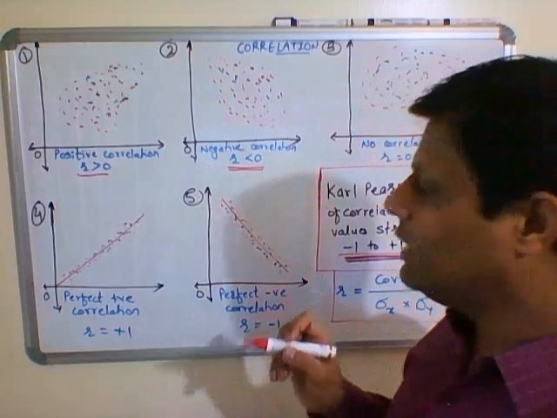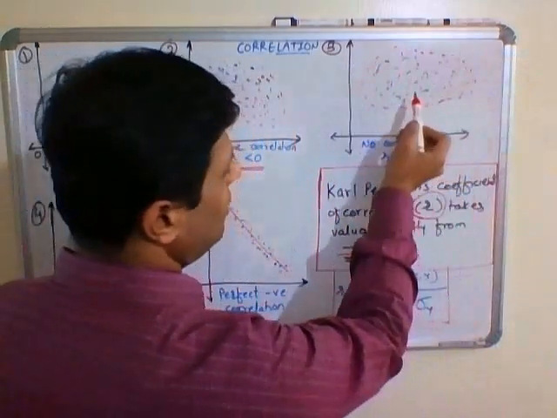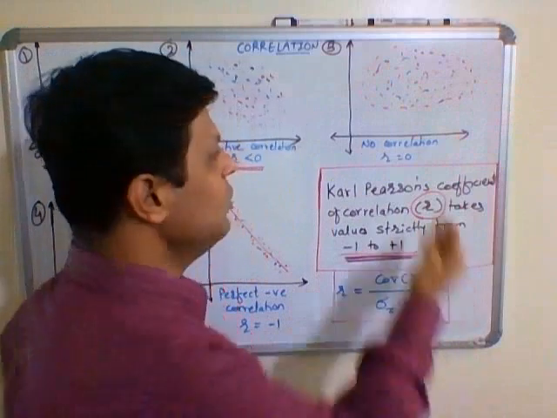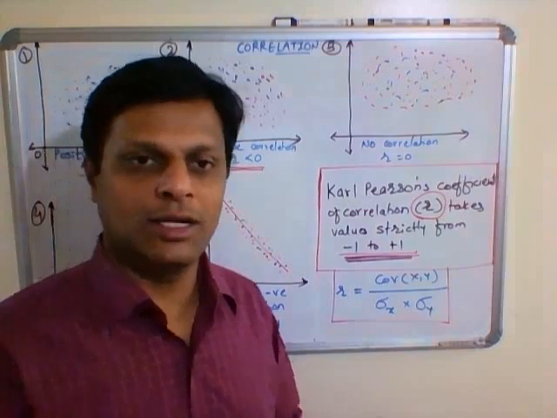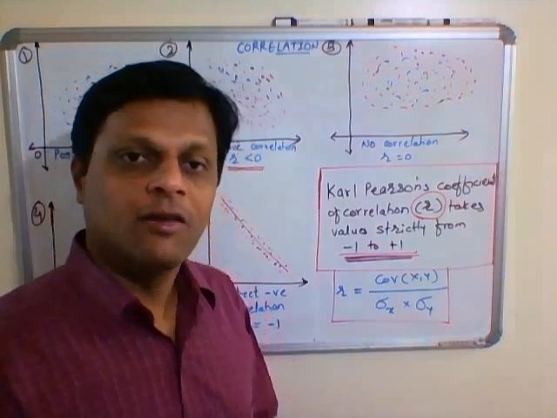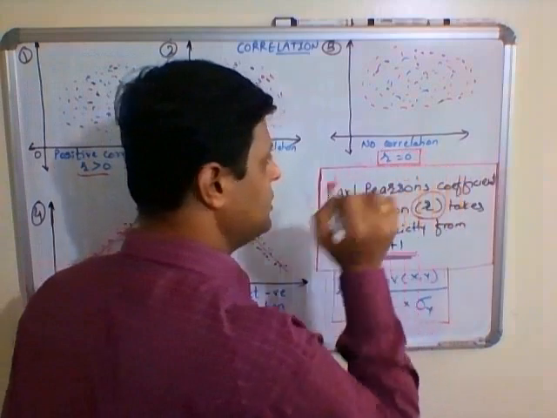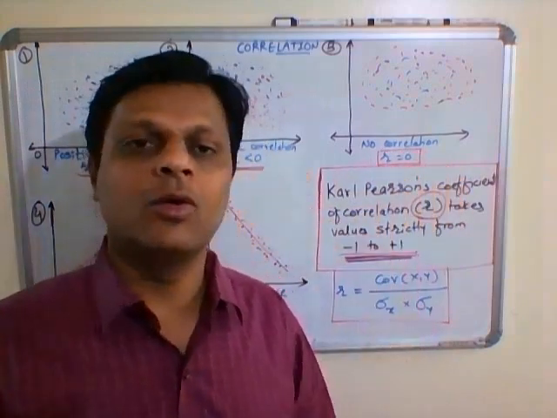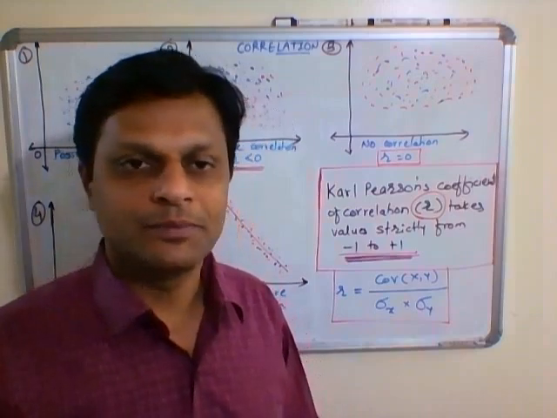Now in case of the third plot, where we have a horizontal plot, values are haphazardly scattered here and there, and we say there is no correlation between the given variables. In that case, the coefficient of correlation r given by Karl Pearson will have its value as 0. 0 indicates no correlation, absence of correlation between the given two variables.